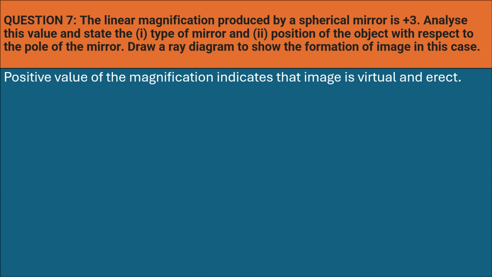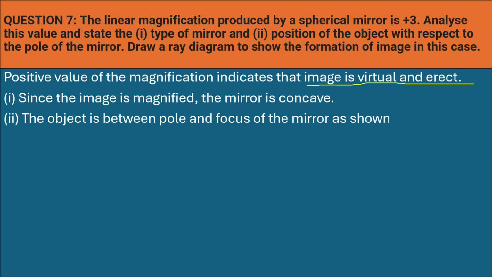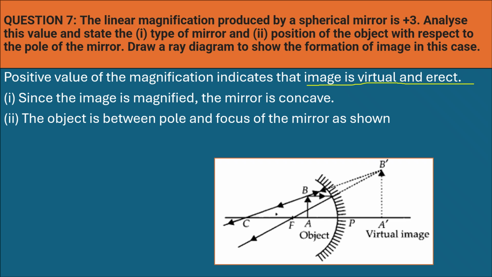Now, what does the positive value of the magnification indicate? That indicates that the image is virtual and erect. Since the image is magnified, the mirror is concave. The object is between pole and focus of the mirror, as you can see on the graph. Again, you need to remember that the object is between pole and focus of the mirror. You can pause the video and even draw the diagram and the points given there.